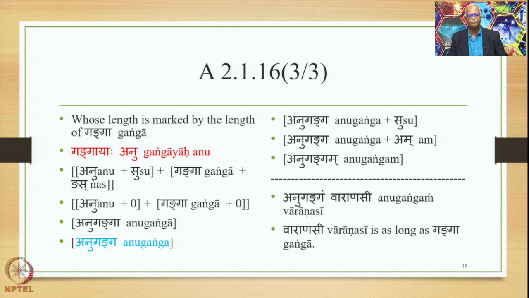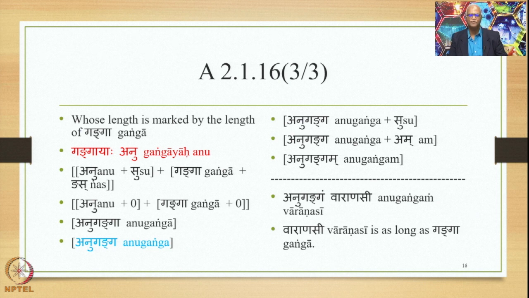I repeat, the avyaya subanta anu, which indicates the mark in the form of the length of some entity, is compounded with another semantically related subanta whose length is indicated by anu, and the resultant form is the avyayībhāva samasa.